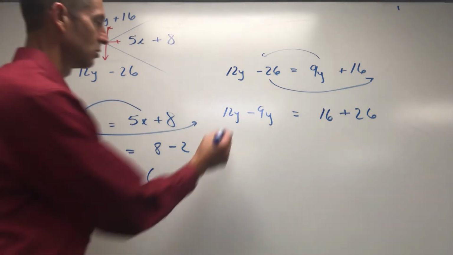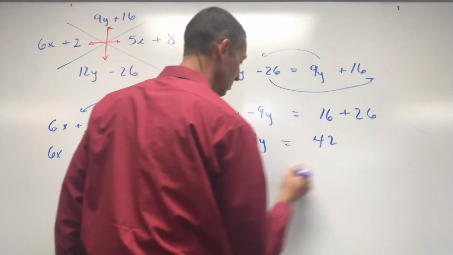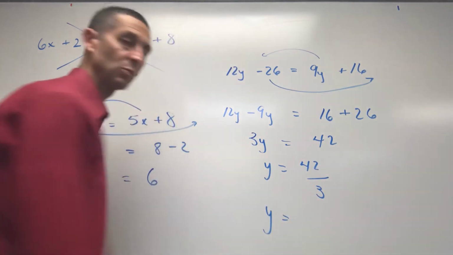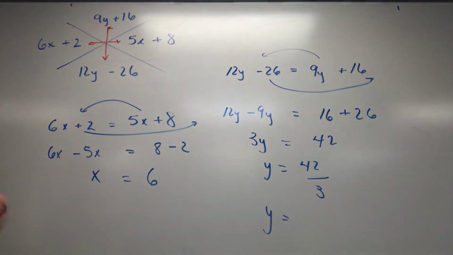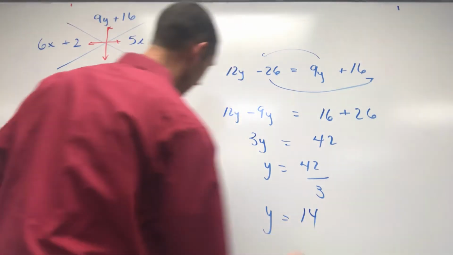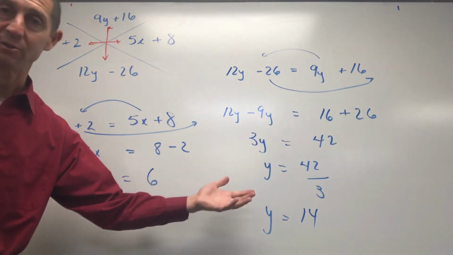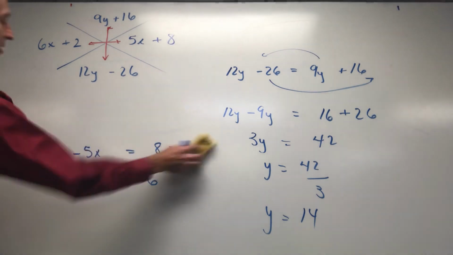Let's see what we got here. 12y, what's that? 3y, 42. So we got to take a 42, got to divide it by 3, turns out to be 14, and we're feeling good. So we've got an answer for x, we've got an answer for y. All we've got to do now is just plug it back in. Plug it back in. Here we go.